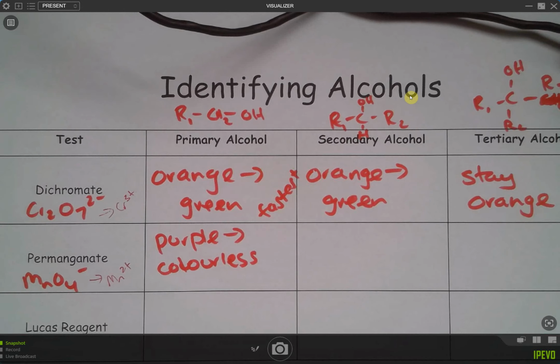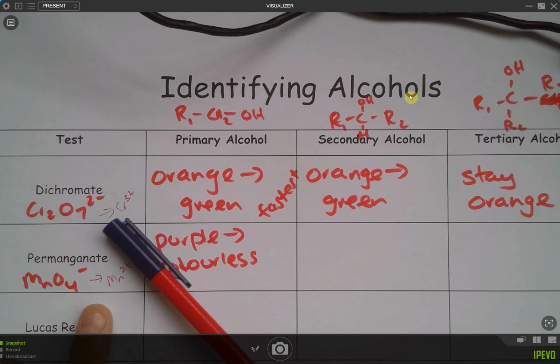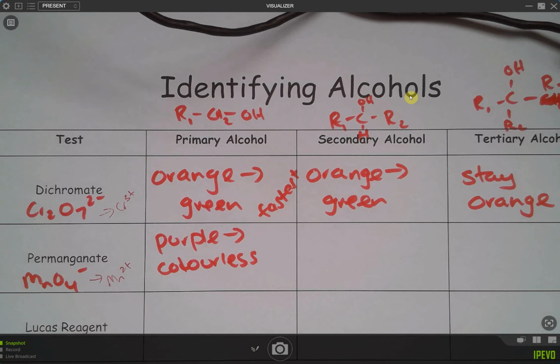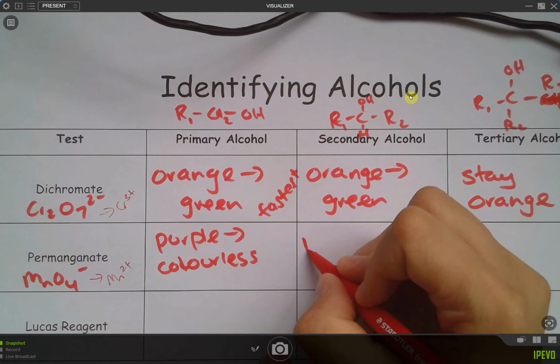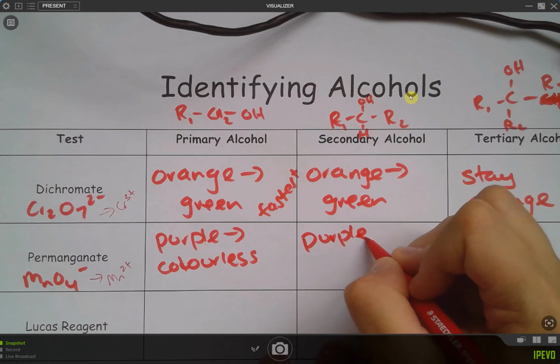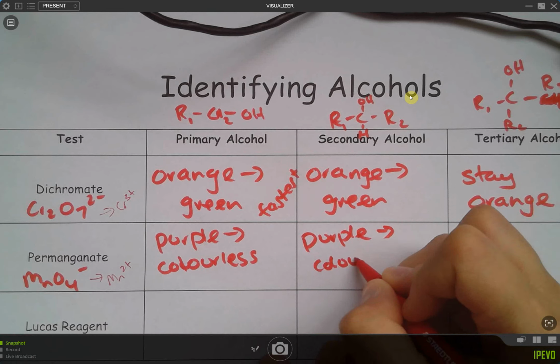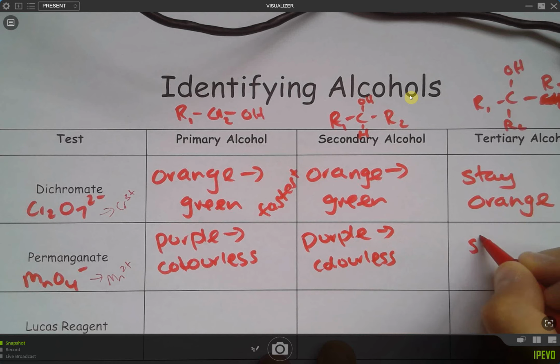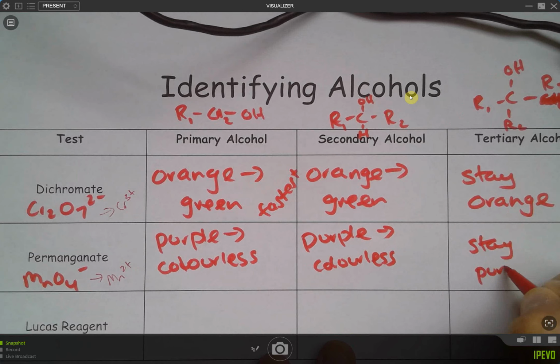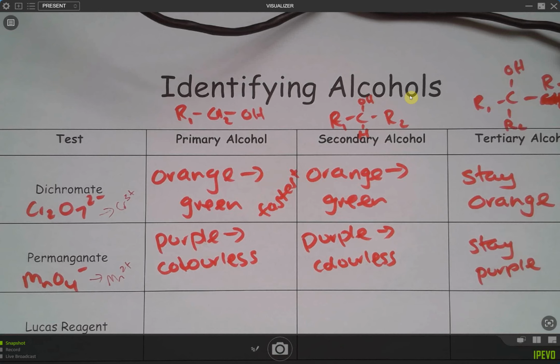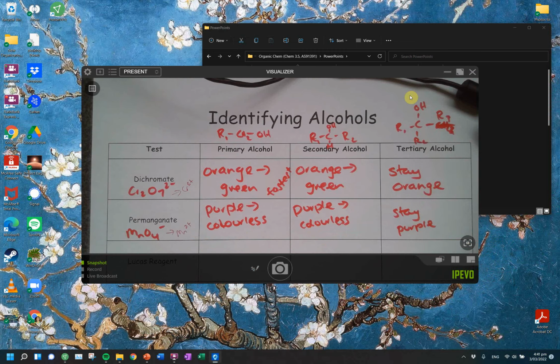All right, cool. The only thing that I was adding was just what it was reacting to. You don't need to write that for the organic chemistry topic because it's not a redox assessment, obviously. I'm just trying to revise some stuff from last year. Anyway. This one will also turn purple to colorless. This one will stay purple. And that's because in both of the tertiary examples, it doesn't react. And that's why the color change isn't happening.